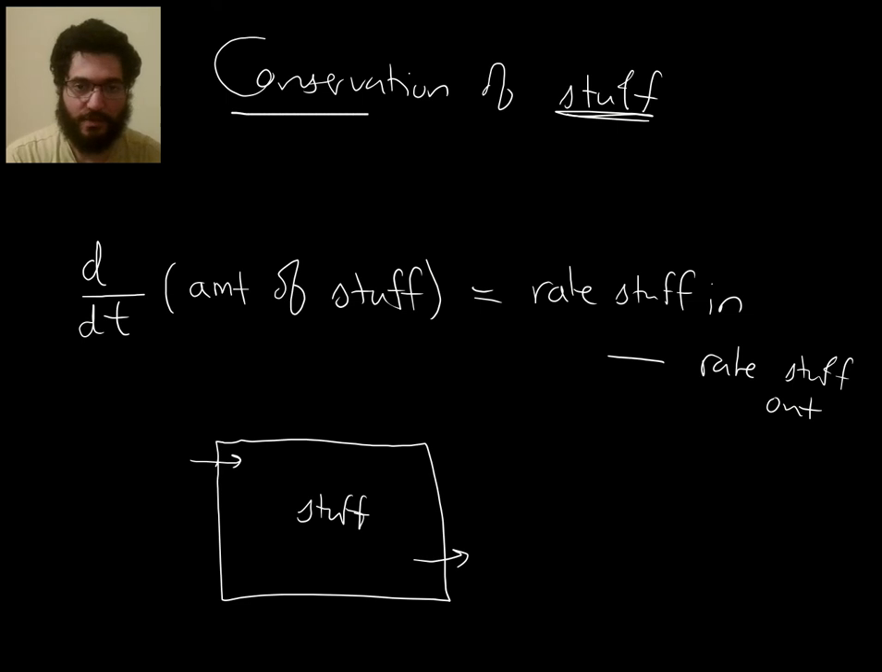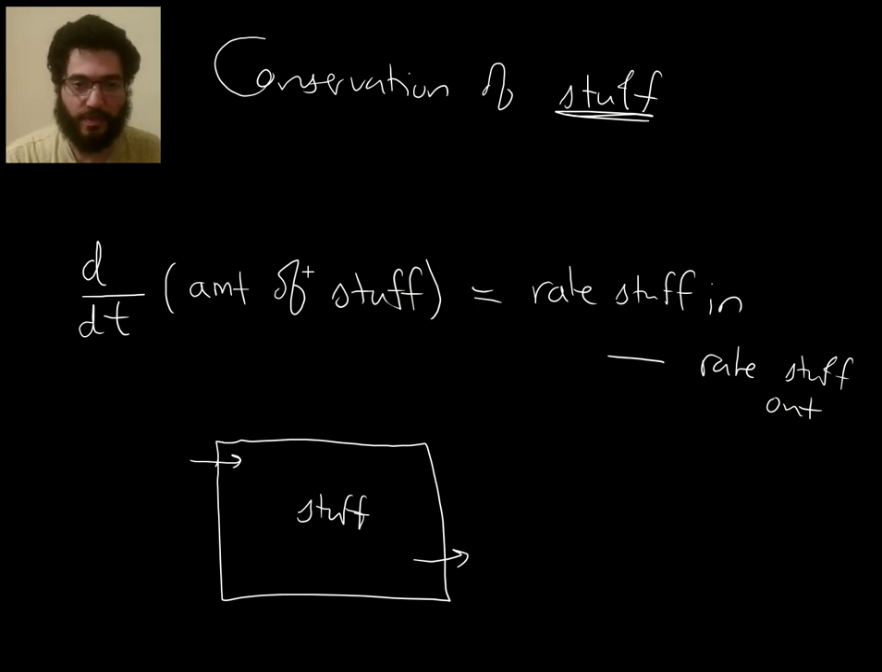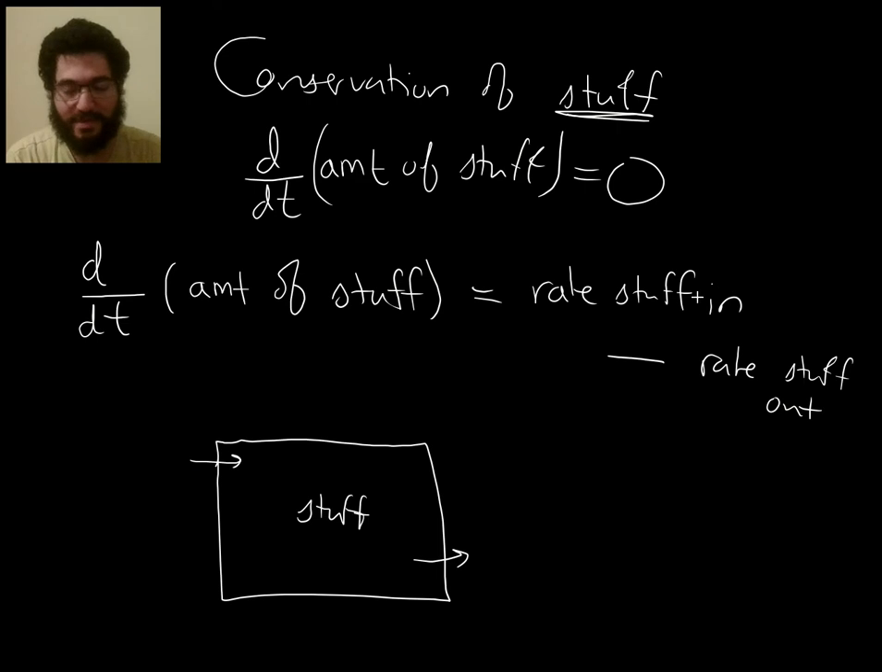So if you're looking at some law of conservation of something, and I don't want to specify what it is that's being conserved, so I'll just use this generic term, stuff. So conservation of stuff. Here's a simple way to write it: the rate of change in time of the amount of stuff equals 0. That would be a way of saying that stuff is conserved. The total amount of stuff does not change in time.